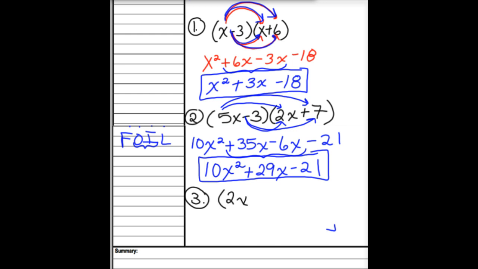So I'm going to have you multiply 2x minus 1 times 3x plus 4. So you go ahead and multiply those and bring it up to me. If it's right, I'll give you the worksheet. If it's wrong, we'll fix it.